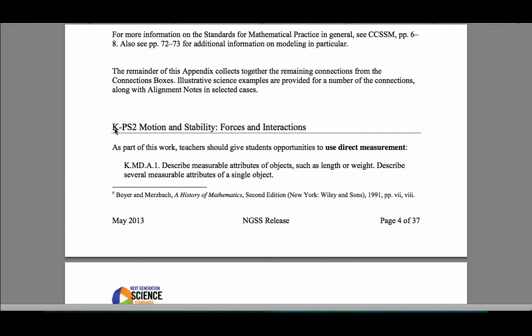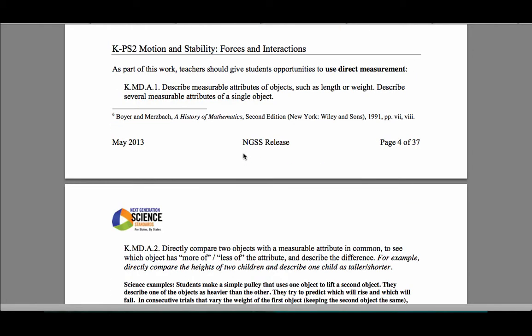We are looking at K-PS2, motion and stability, forces and interactions. As part of this standard, students should be given opportunities to use direct measurement. As you can see, the actual standard is written here. Describe measurable attributes of objects such as length or width. Describe several measurable attributes of a single object.